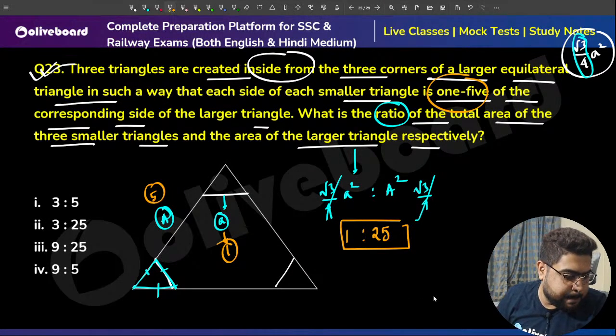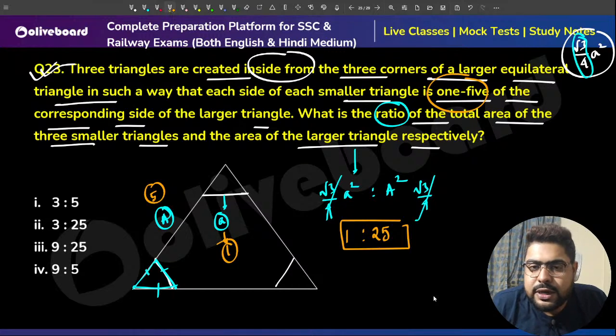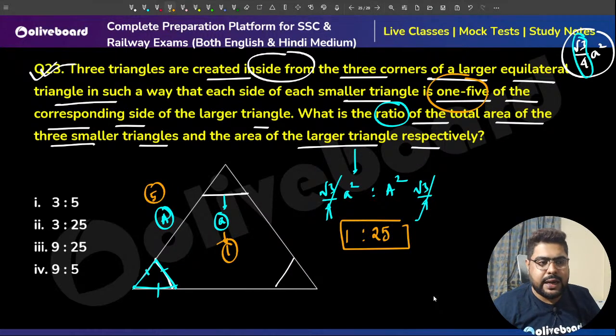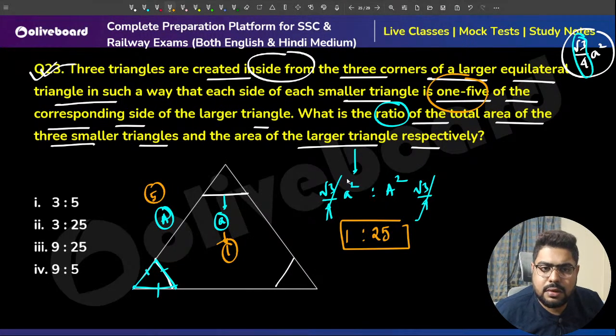क्या हो गया? ऑप्शन तो नहीं मिल रहा है. Side, each side corresponding is my typist has typed correctly. Typist उसने सही.